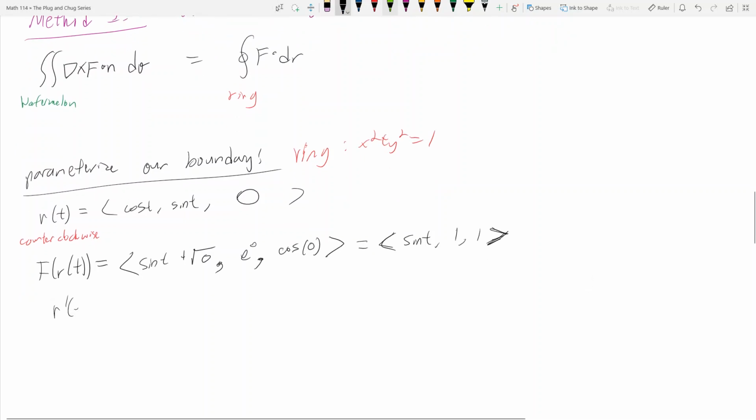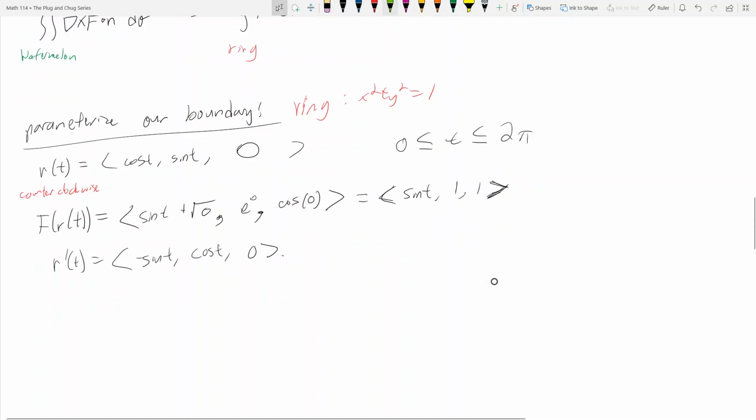Okay, so that's f of r of t. Now I need to find r prime of t. Oh, wait. Quick backtrack. For r of t, we need our t-bounds, right? And what are they going to be between? Well, our t-bounds are going to be between 0 and 2 pi, because that's how we parameterize a circle. Okay, now r prime of t, what is r prime of t? Negative sine of t, cosine of t, 0.